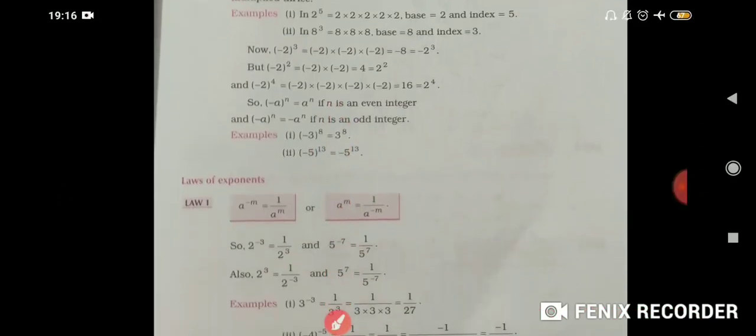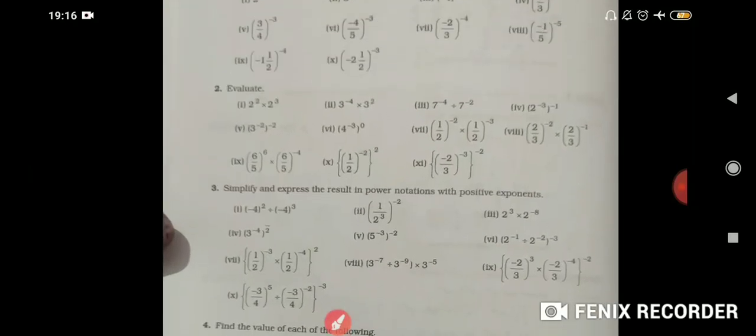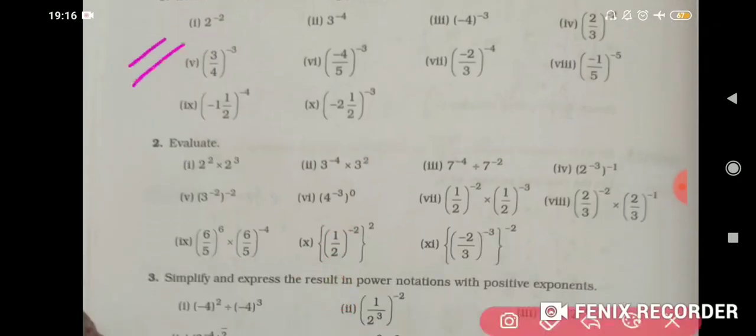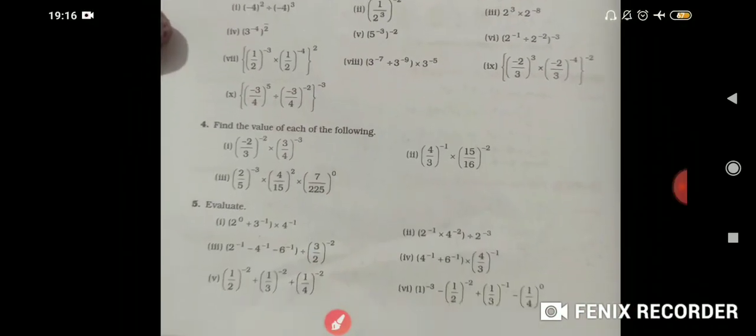Yesterday I explained some laws of this chapter. So today we are going to solve the exercise. Till question number 2 I have explained yesterday. Today we are going to solve the remaining questions. So let's begin the exercise.